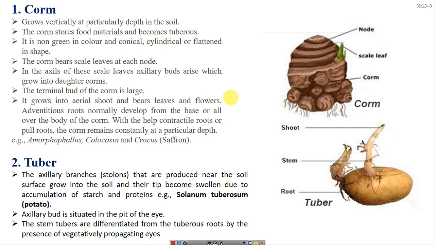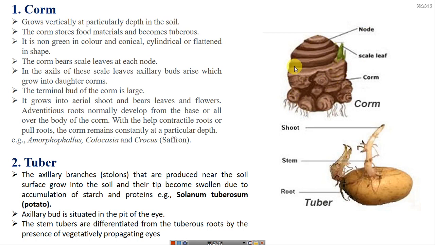Corms grow vertically at a particular depth of the soil. Okay, so at a particular depth they will grow. These corms store food materials and become tuberous. So this is a tuber-like structure, which is a stem. Okay, and they are non-green in color, and they are conical or cylindrical, or they may be flattened also in shape.